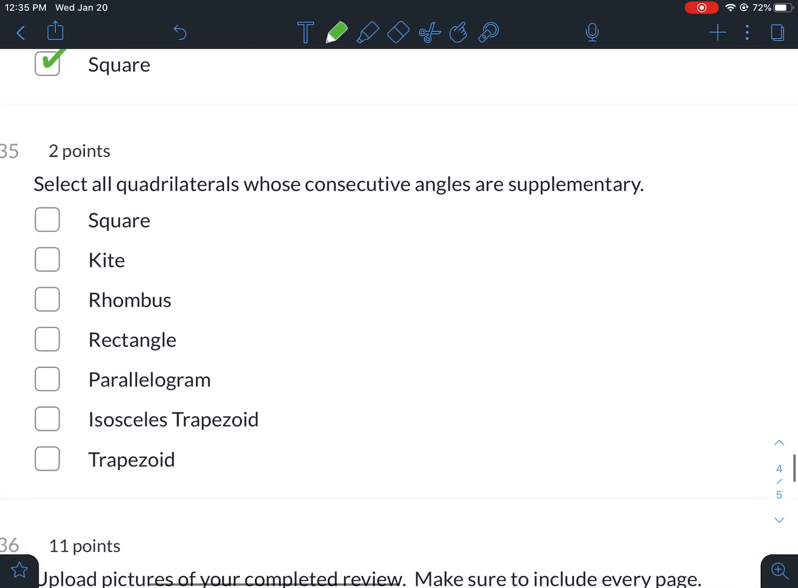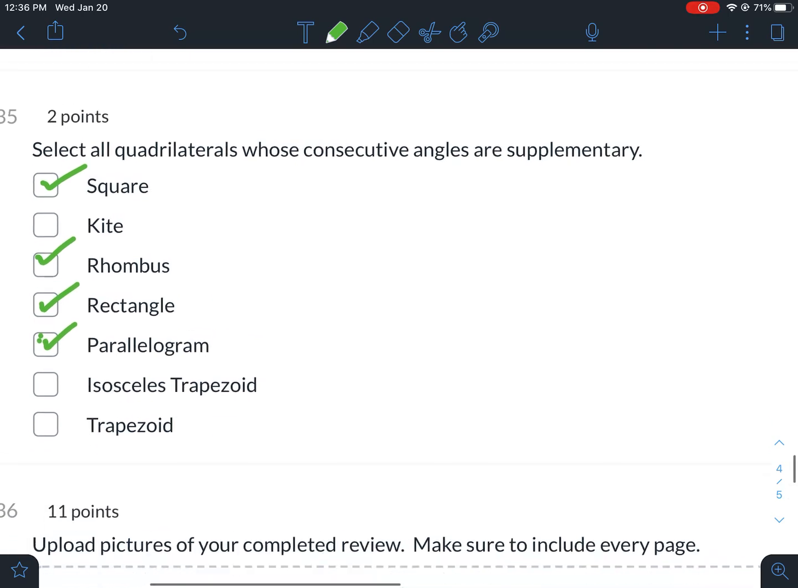35. Select all quadrilaterals whose consecutive angles are supplementary, meaning angles that are next to each other add to 180. So this one is going to be all of our parallelogram friends. So parallelogram, rectangle, rhombus, and a square. Kite is a no, and our isosceles trapezoid is also a no.